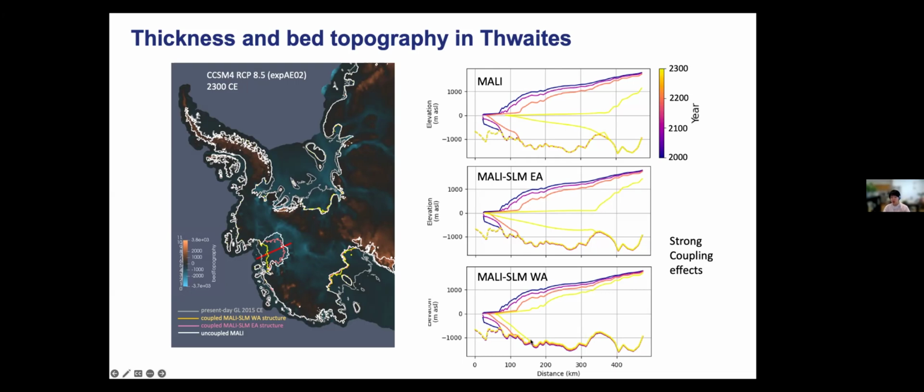So by 2300, the grounding line has retreated only by less than 100 kilometers. That's a pretty strong coupling effect, and this coupling effect was still active on this retrograde slope in the Thwaites region. The grounding line position between this bottom plot and the top plot differs by up to 200 kilometers, which is really significant.